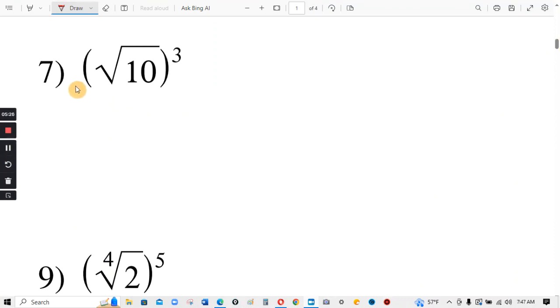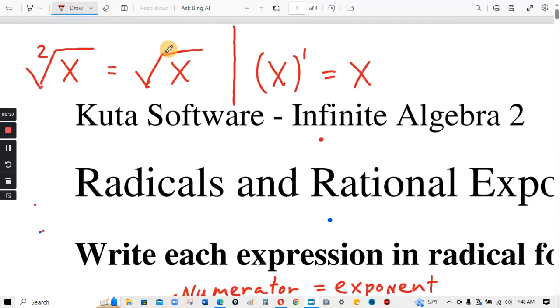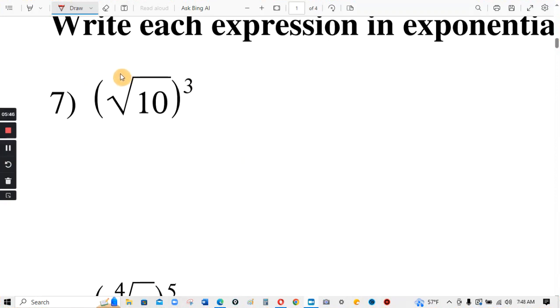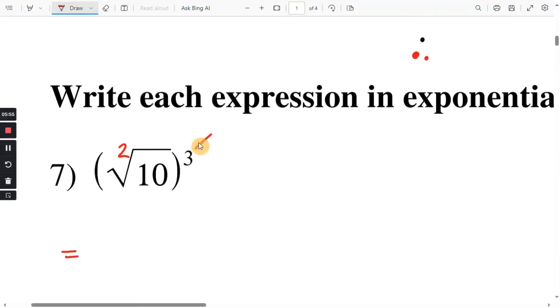All right, number 7. So we said at the beginning, when it's a square root with no number, the number is automatically 2, right? We said that at the beginning. When there's no number outside the radical to the left, that's automatically a 2. That's the square root. So you can put a 2 right here if you like. And we said that the exponent is going to be the numerator, and the root right there is going to be the denominator.